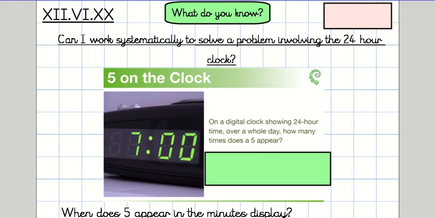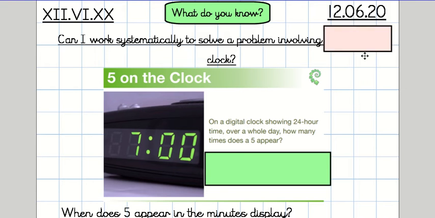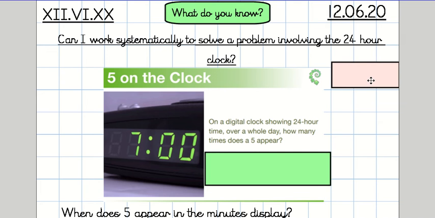Just to get us thinking and warmed up, I've written today's date in Roman numerals. Can you convert that into our number system? Can you convert that and write that in our date? Have a go now. Pause the video if you need to. Okay, here it is. Our date for today is the 12th of the 6th, 2020.